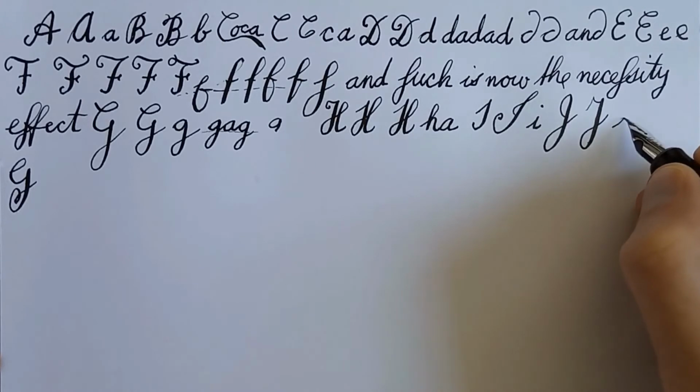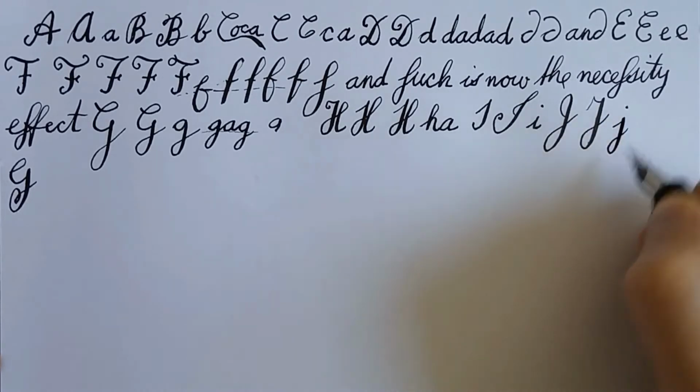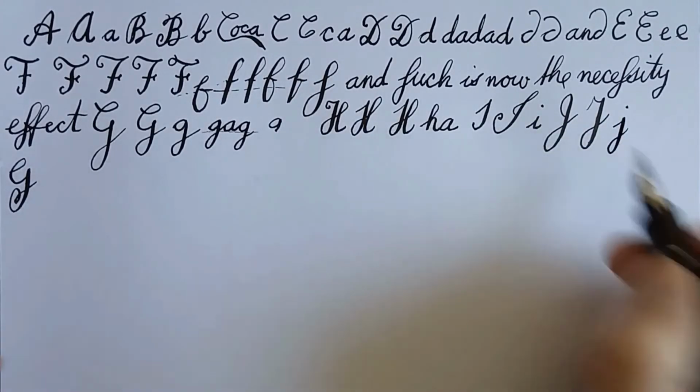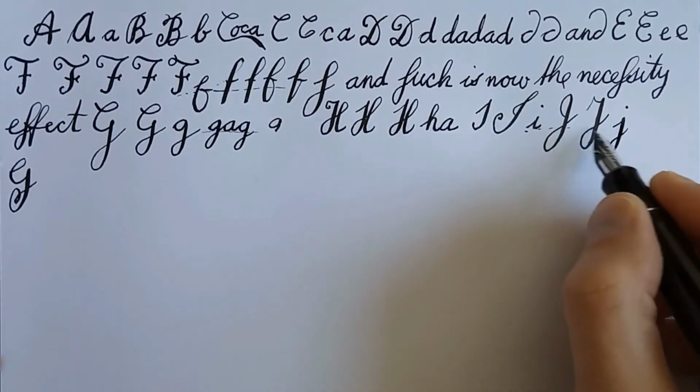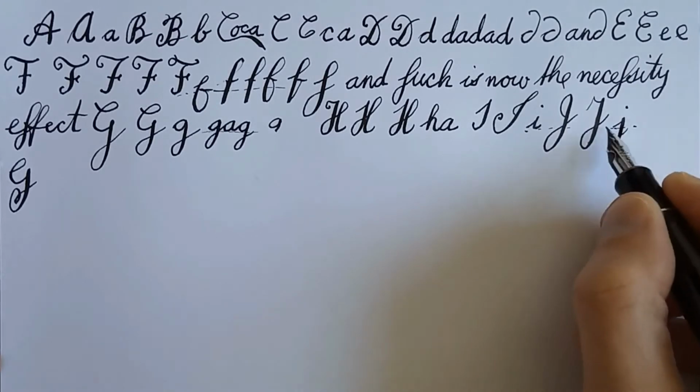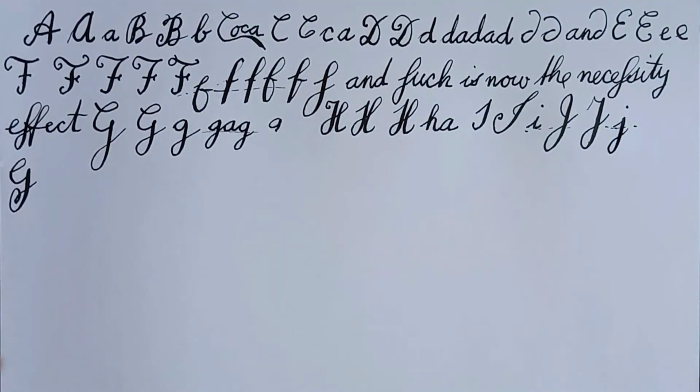And the small j is like the small i, except just like the small g, it has a loop below the baseline. Just as a reminder, the baseline in all these is sort of here. Okay, so here's the letter J.